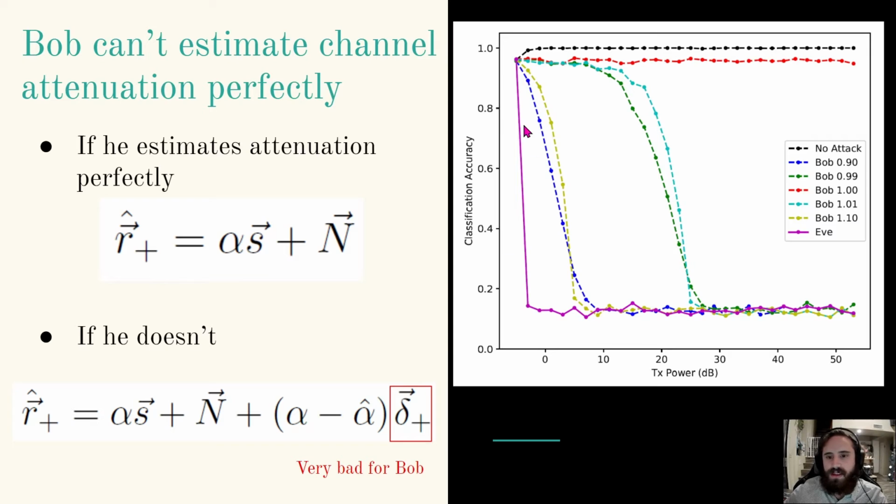In the simulations on the right, we adjust Alice's transmit power and look at Bob's and Eve's classification accuracy, and we see when Bob gets alpha hat to be 0.9 times alpha, or he's 10% off, his classification accuracy drops off quickly. Or when he even gets it 99% correct, his classification accuracy still drops significantly. Whereas if he gets it perfectly, he's good to go.